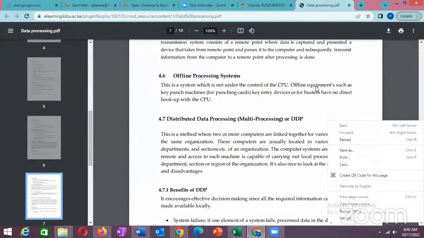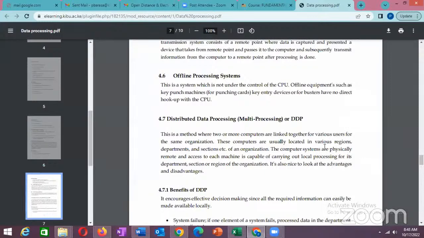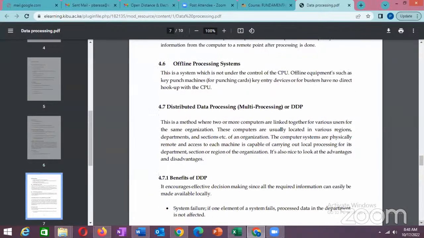Then we have what we call distributed data processing, DDP. This is a method where two or more computers are linked together for various users for the same organization.